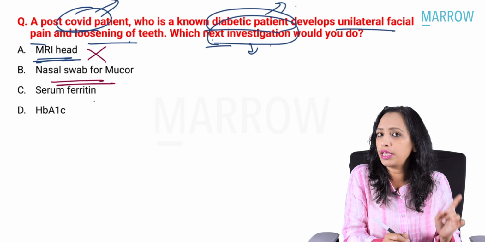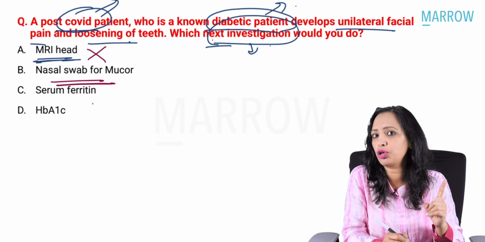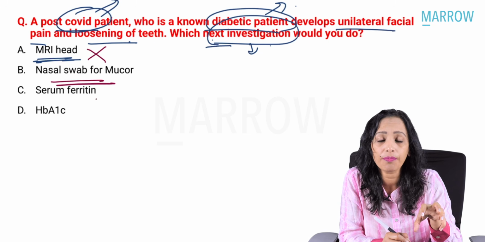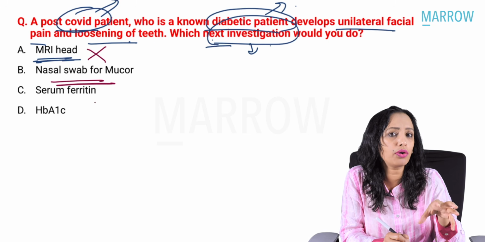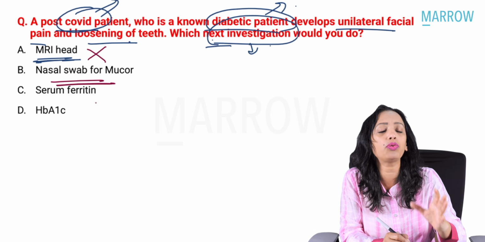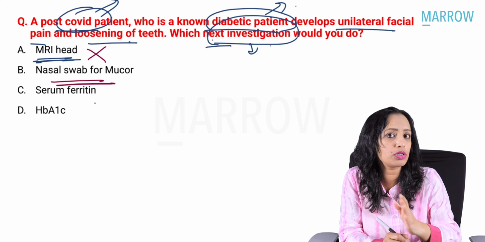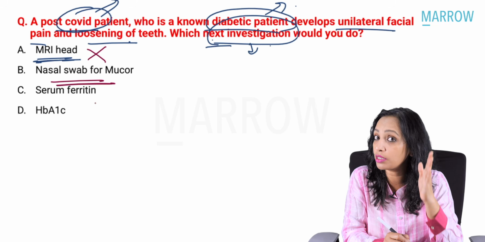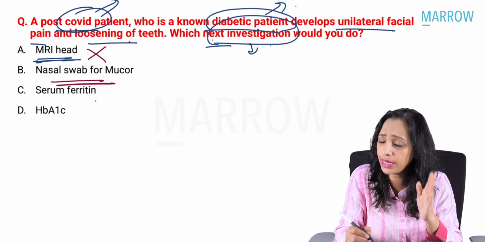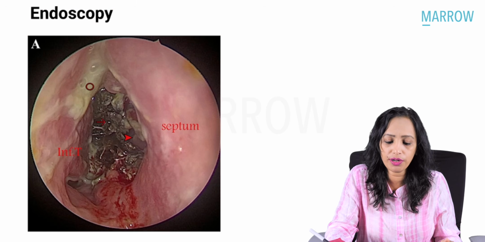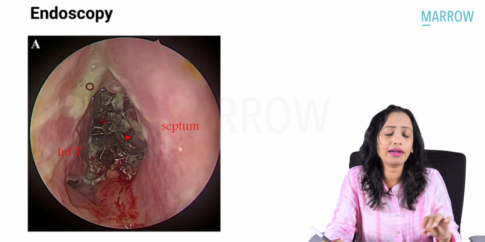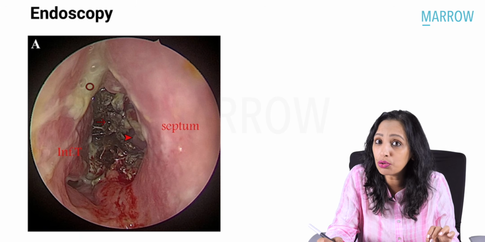Yes or no? Yes. So the moment you suspect that this is mucormycosis with this type of history, you want to rule out a rhinocerebral mucormycosis. So you are going to subject this patient to nasal endoscopy. And in endoscopy, the finding you will see is a black appearance or a discolored mucosa.